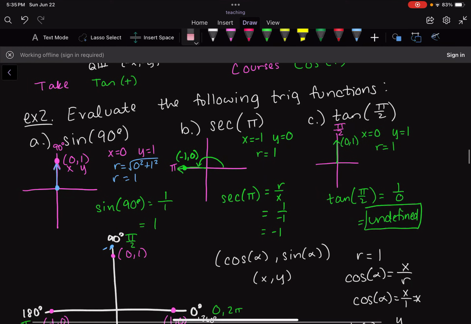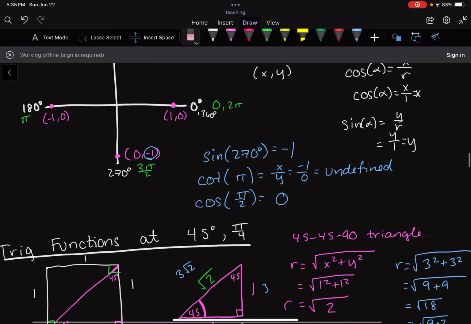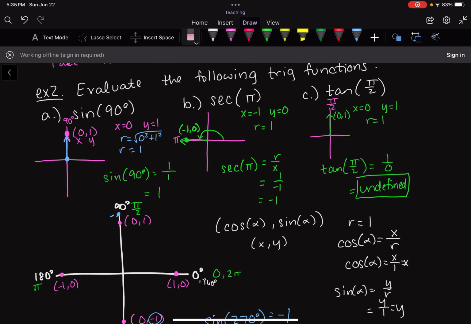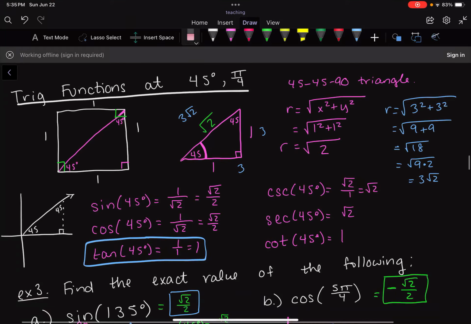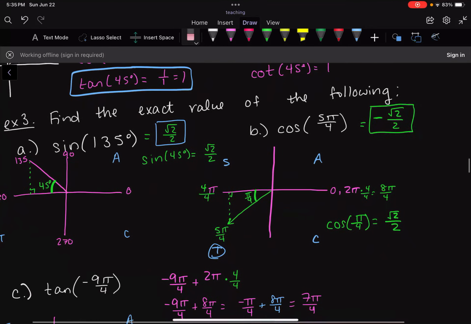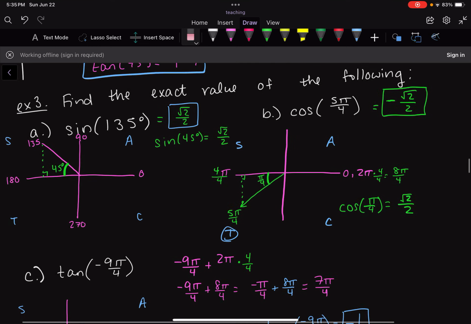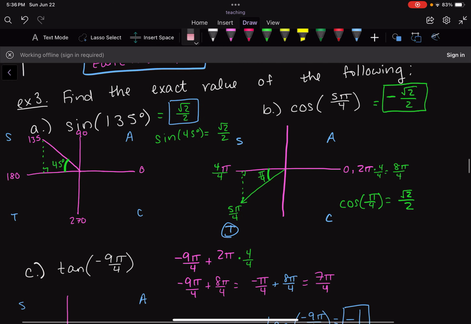Definitely some like example 2, where we have to do sine at a certain angle, cosine at a certain angle, tangent at a certain angle, secant, whatever it is. Definitely some like example 3, and then also what I'm guessing will be example 4. I would 100% go back and look over these. Make sure you can do problems like these.